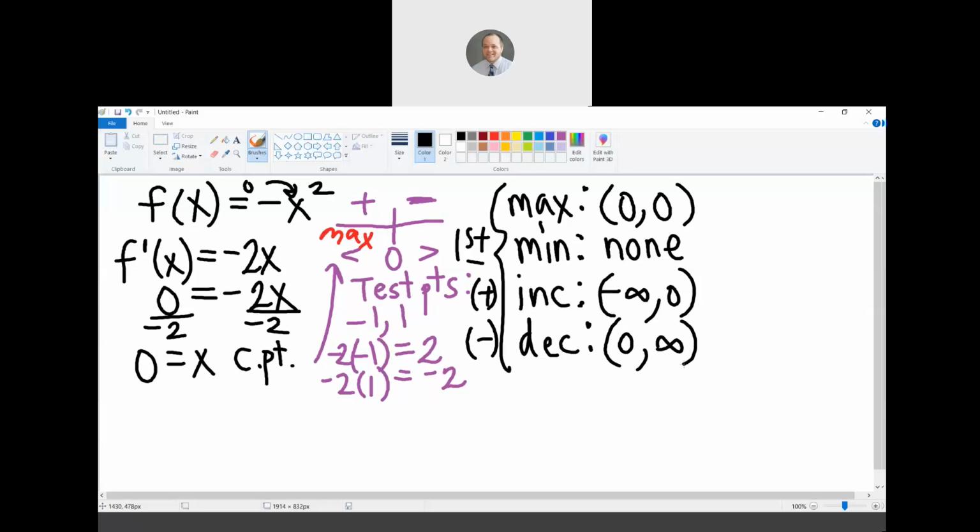Now, before we use the second derivative test to find the rest of our graph's characteristics, are there any questions about the information so far?